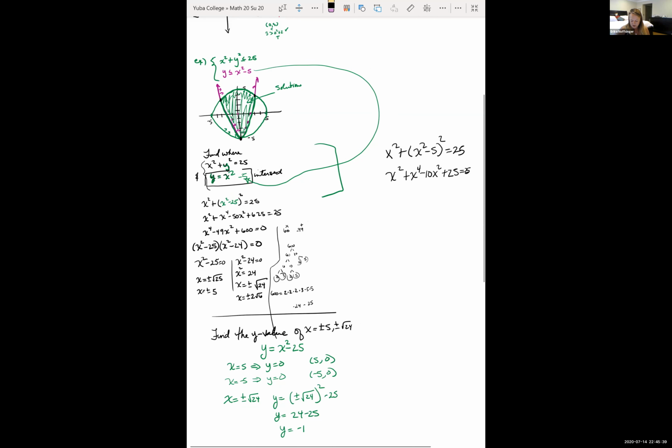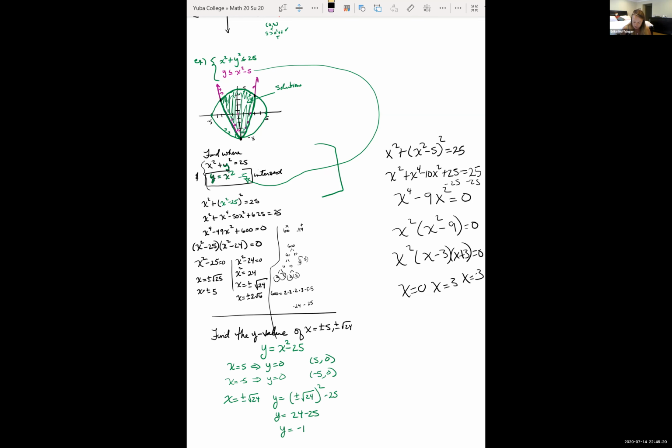Now getting the 25 over to the other side, that's going to cancel our constant. So we have really just x to the 4th, and x squared minus 10x squared is -9x squared, equals 0. Notice you can factor out an x squared. So this would have given me x squared minus 9 equals 0. Difference of squares: x minus 3, x plus 3 equals 0. So x is equal to 0, x is equal to 3, and x is equal to -3. This looks much better.